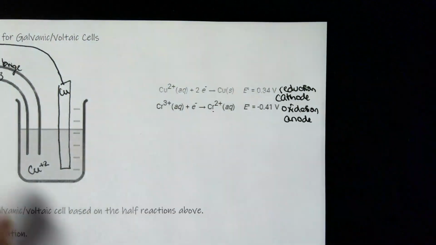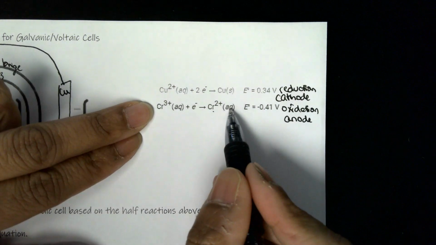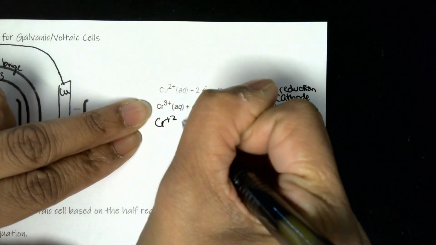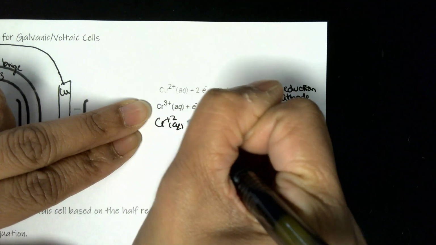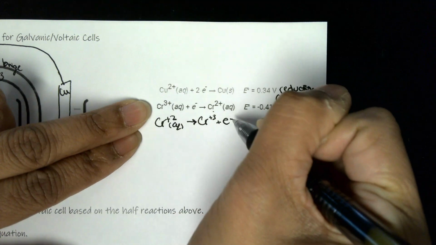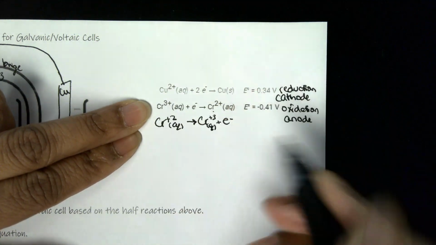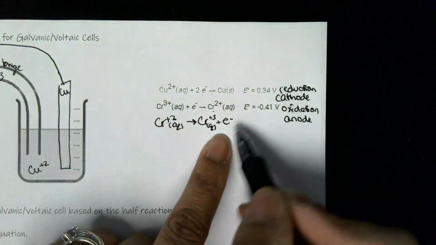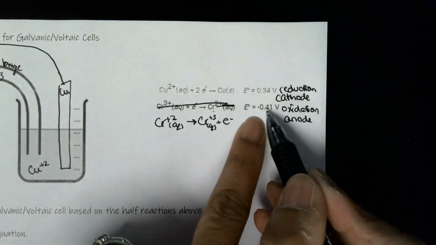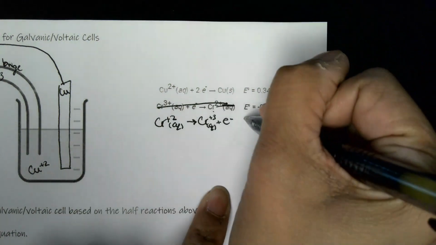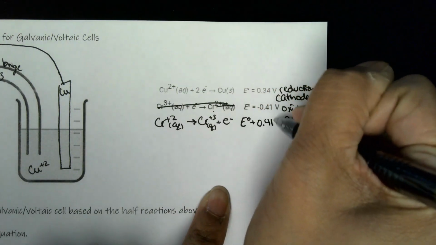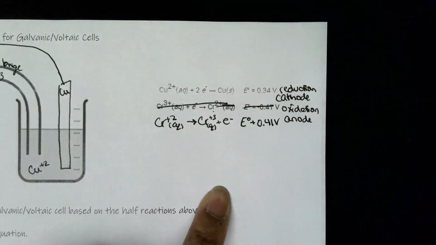So automatically I should come to this and be like, okay, let's switch this. Cr+2 aqueous produces Cr+3 plus 1 electron, and that Cr+3 is also aqueous. Because I have switched this equation, I'm going to switch the sign of my E value. So that new E value is positive 0.41 volts instead of negative.